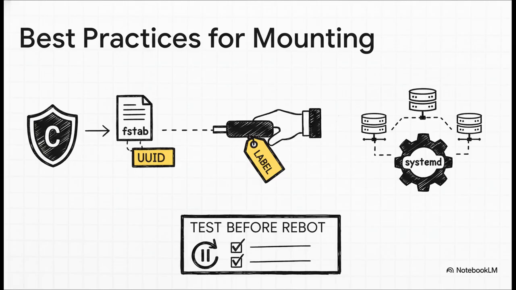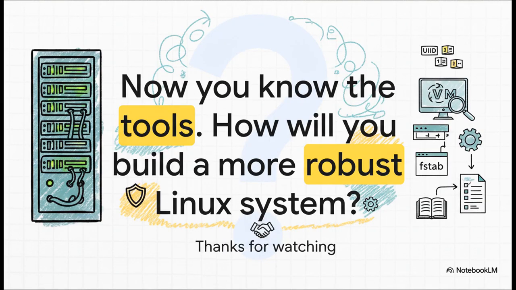And please, I can't say this enough. Before you ever reboot after changing fstab, test your work with a command like mount -a to make sure you didn't make a typo. So there you have it. You now know how to get away from those fragile old device names and build Linux systems that are truly robust.